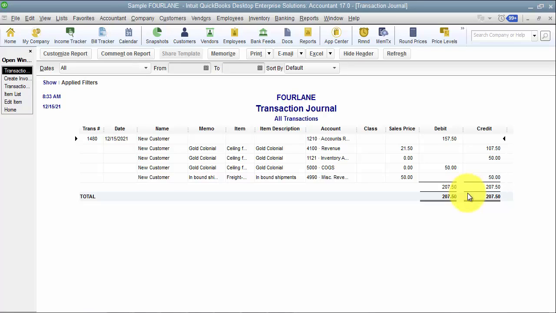So hopefully that helps to clarify and helps you to understand the debits and credits when you're dealing with inventory and non-inventory parts on an invoice.